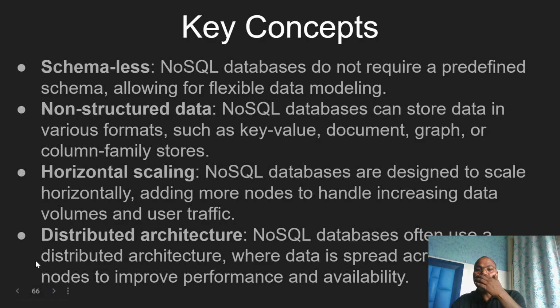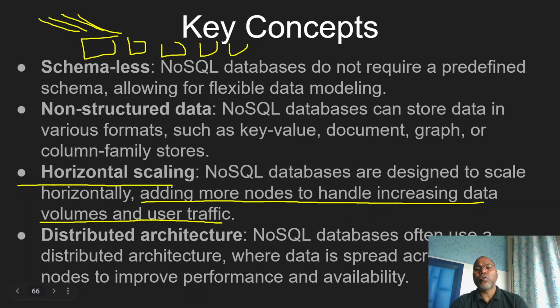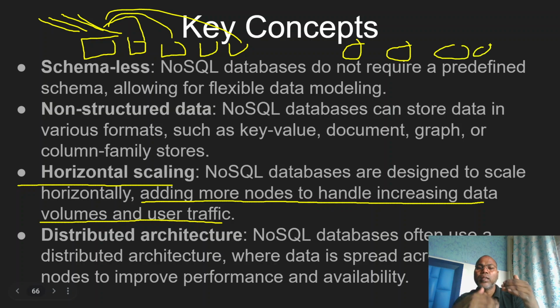Another advantage is scaling. NoSQL is designed in such a manner that you can scale horizontally. That means adding more nodes to handle increasing volumes and user traffic. Whenever user traffic increases, you can add more servers, more nodes, and divide the load across different servers. Or if your data size increases, you can add more servers, more nodes. The number of machines and nodes increases depending upon our use cases. If some want to reduce, they can reduce.